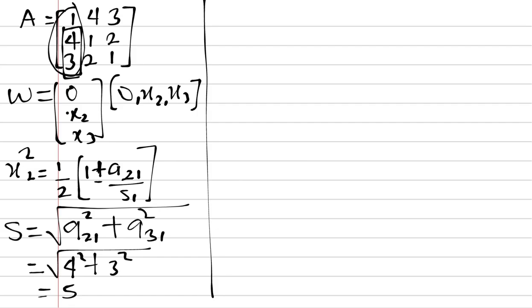So now I need to get my x2. So x2 squared is equal to 1 over 2 multiplied by 1 plus. Now what is the sign beside my a21 here? You can see that my a21 here is 4. That means it is positive. So this will be plus, what's the value of your a21? 4 over, what's our s1 that we got? Our s1 is 5. Are you seeing that now?